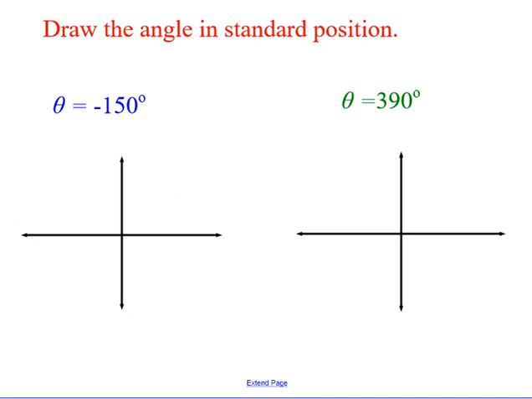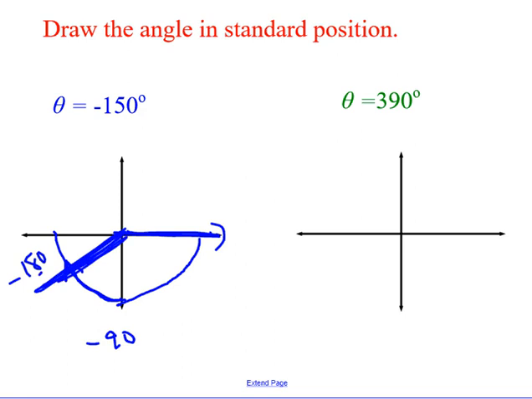Okay, I can do negative 150. Again, always start going out this way. And then for negative angles, I'm going to go this direction. I'm going to go past negative 90. This would be negative 90. And I'm going to keep going, but I don't want to go past negative 180. I want to stop somewhere before that, somewhere right about here. And that would be negative 150. That would be my theta from here to right there.